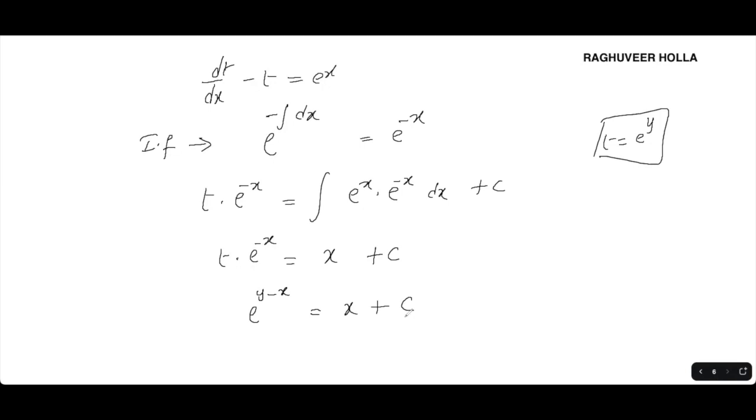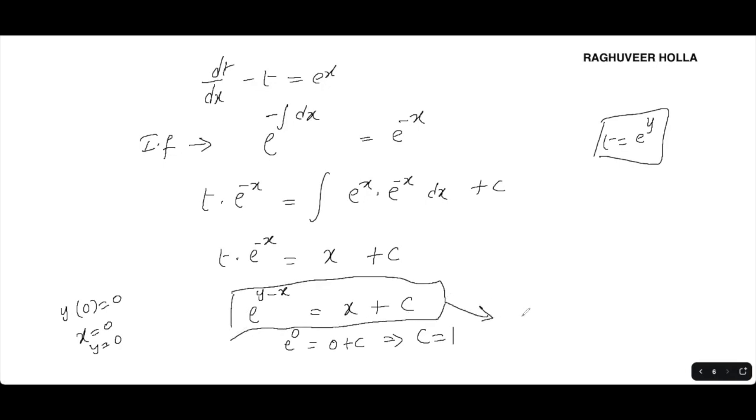Okay, so now to get the value of c, let us substitute. We have been given y of 0 is equal to 0. So x will be 0 and y will be 0. So this will be e to the power of 0, and this is 0 plus c, so c is equal to 1. So this whole thing becomes e to the power of y minus x is equal to x plus 1, right? So further, let us solve.